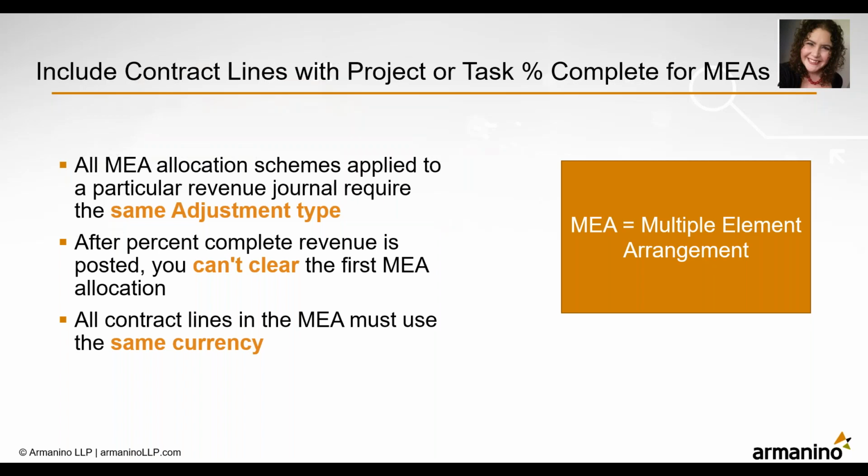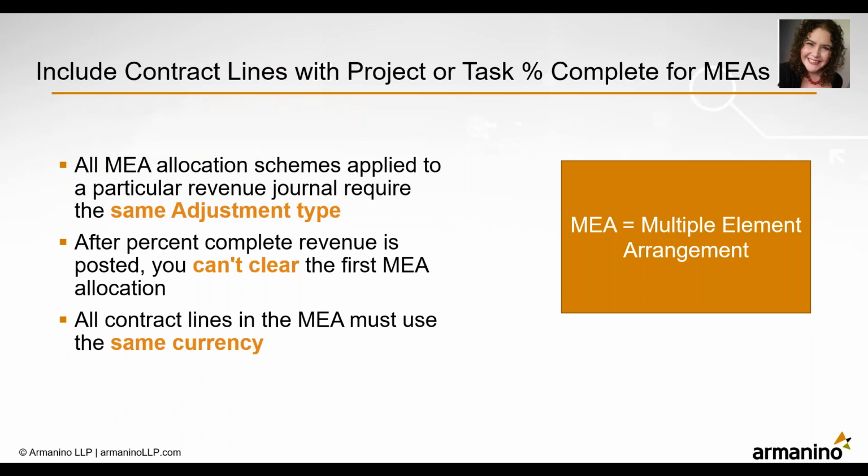For example, if your MEA allocation scheme applied to a particular revenue journal, you do have to have the same adjustment type. So if you select one time as the adjustment type for the first MEA allocation applied to Journal 1, then all subsequent MEA allocations applied to Journal 1 require that adjustment type to be one time. So you can't flip-flop on adjustment types.